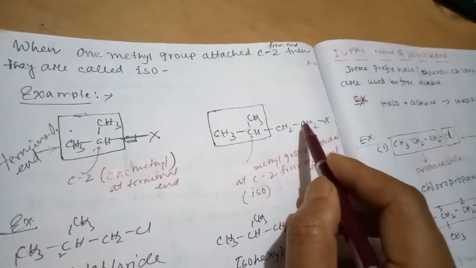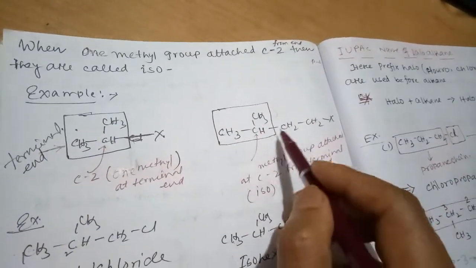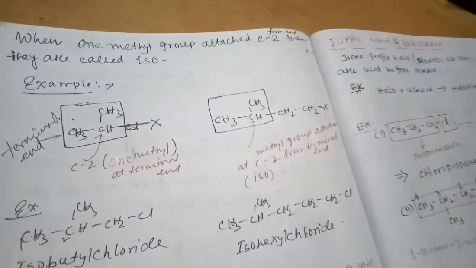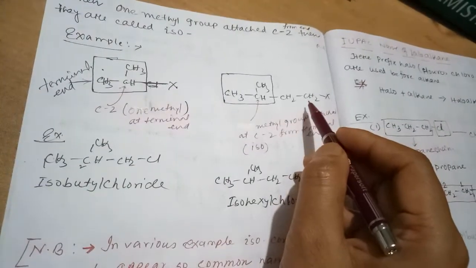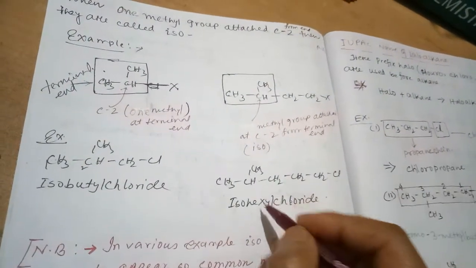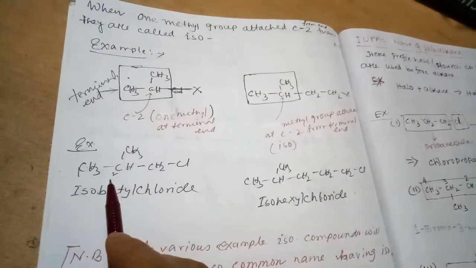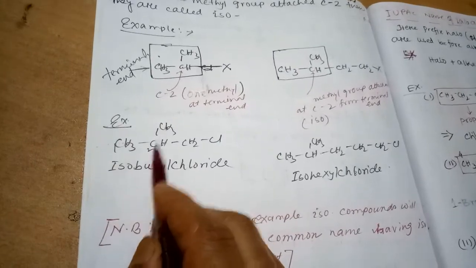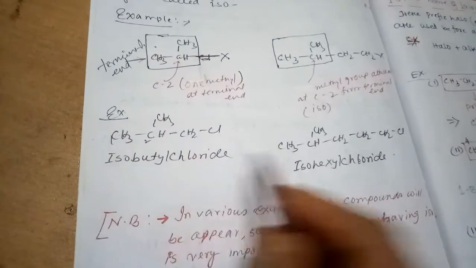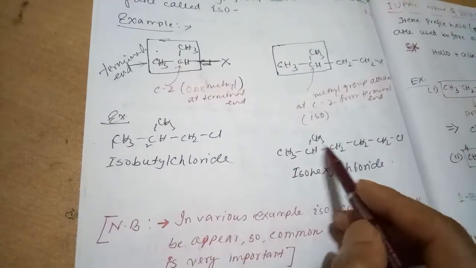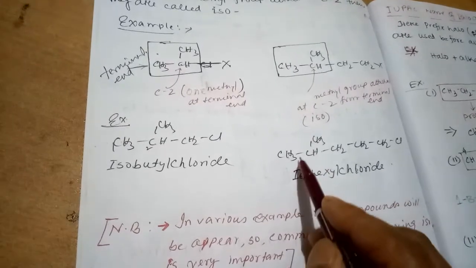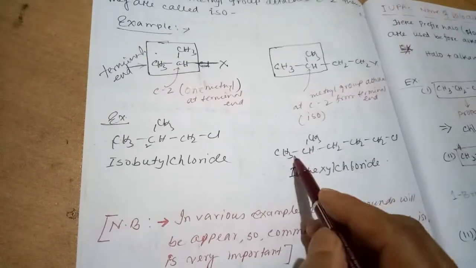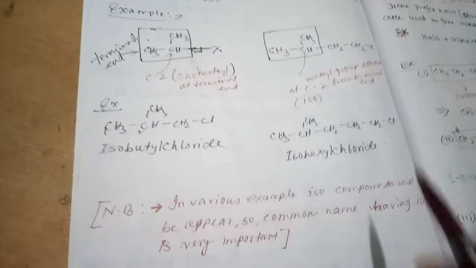How many carbons are present here? 1, 2, 3, 4, 5. So it is called isopentyl halide. Isopentyl halide. So for example, you see how many carbons? 1, 2, 3, 4. This is carbon number 2, one methyl. This is isobutyl chloride. And 1, 2, 3, 4, 5, 6, and this is isohexyl chloride. This is carbon number 2, one methyl group is present.